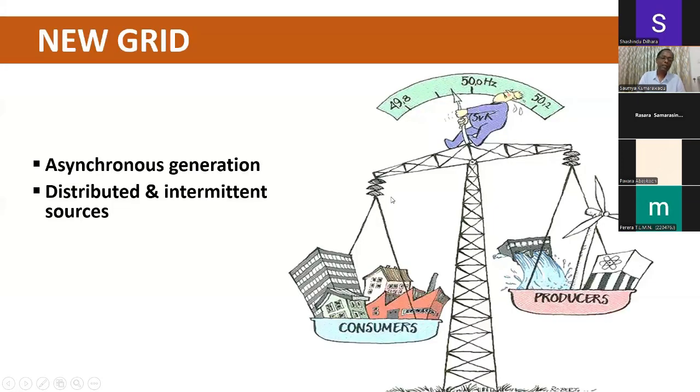Right, let's move to my next slide. New grid: in a conventional grid, you know, it is very simple, system frequency operation, supply and demand balancing. But in the new grid, you can see there are sources on the consumer side as well: asynchronous generation and distributed and intermittent sources. The system control center faces a big challenge when the share of these asynchronous, distributed and intermittent sources is more. That is what happened these days, on Sundays and on holidays.